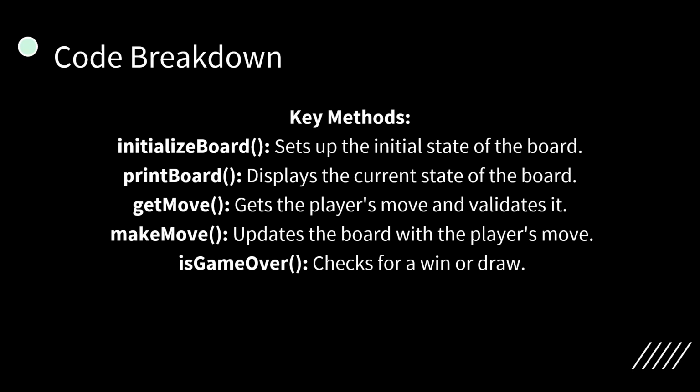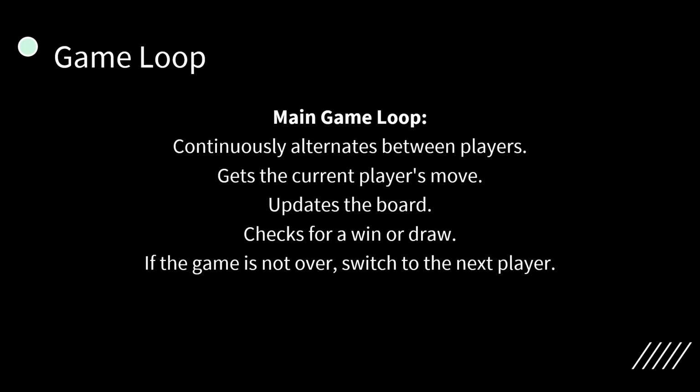Then the next one is make move. This method updates the board with the player's move. The last one is game over, which checks for a win or a draw. Now let's move on to the next slide. Game loop. The core game loop of the game continuously alternates between players.